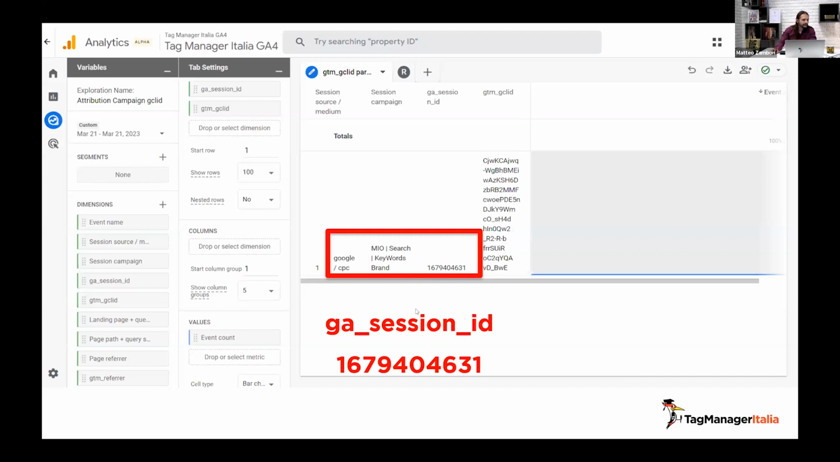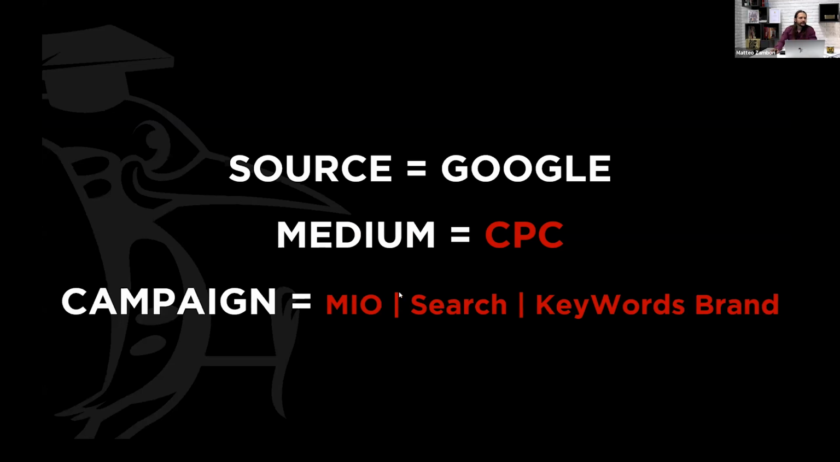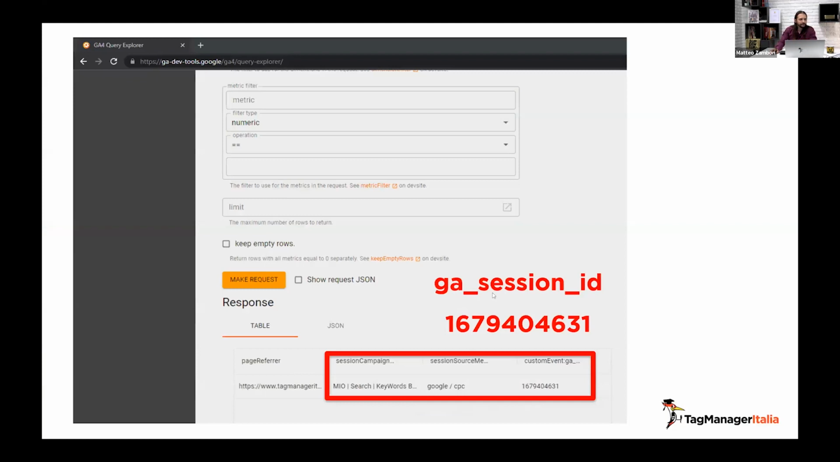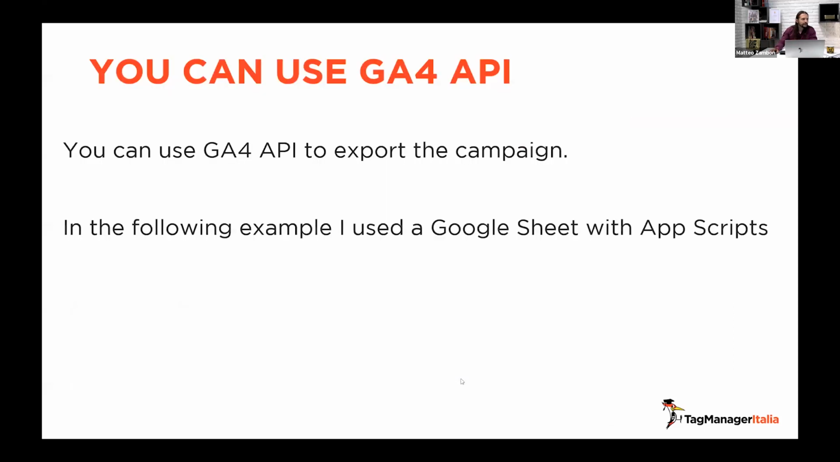So if I filter by GA session ID in GA4 reports, I know the campaign name. If I use the API, the result is the same. So if I filter by GA session ID, I can grab the information about the session campaign, and of course, Google CPC is the source and the medium. So in this way, you can use the GA4 API to export the campaign, the value missing in BigQuery.